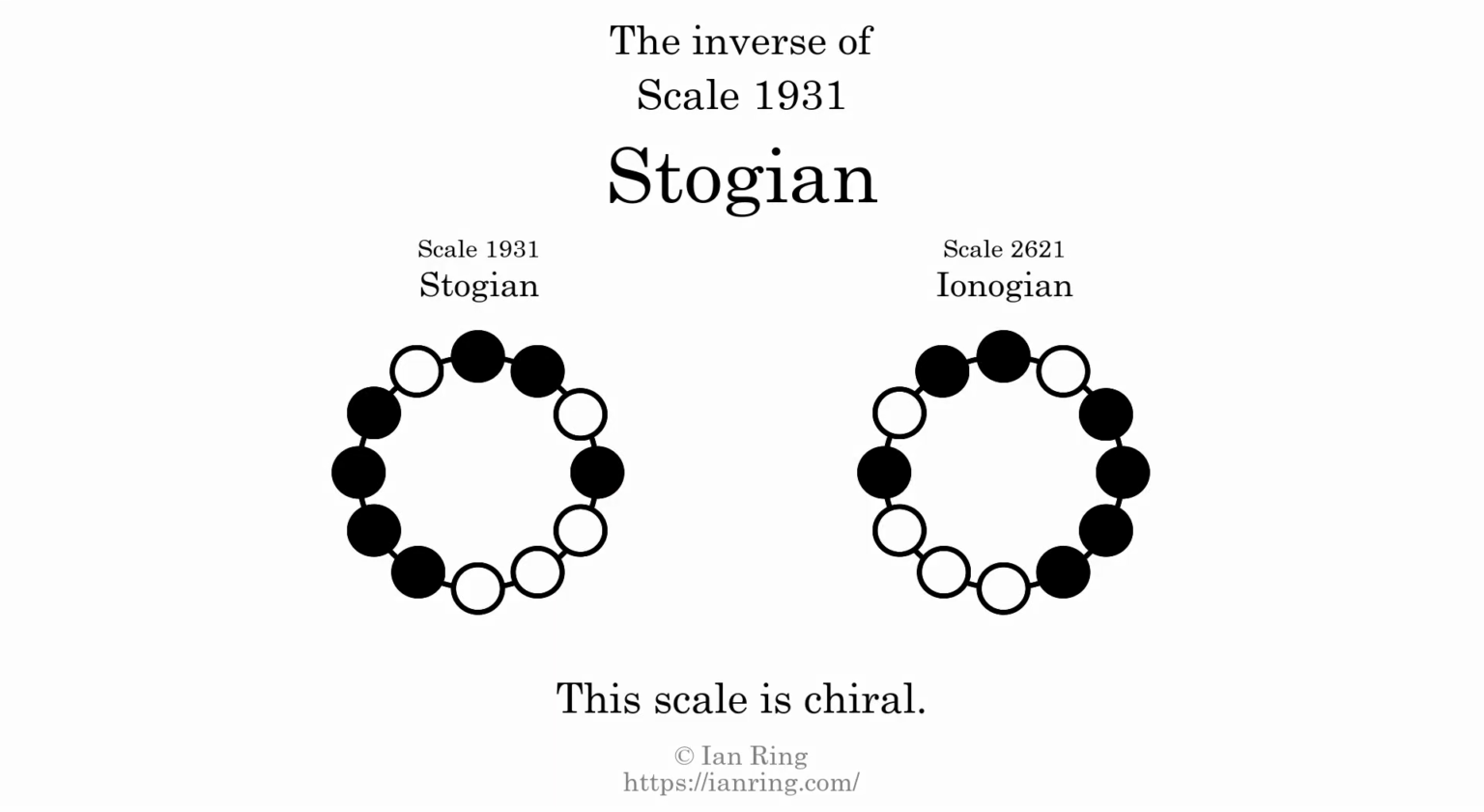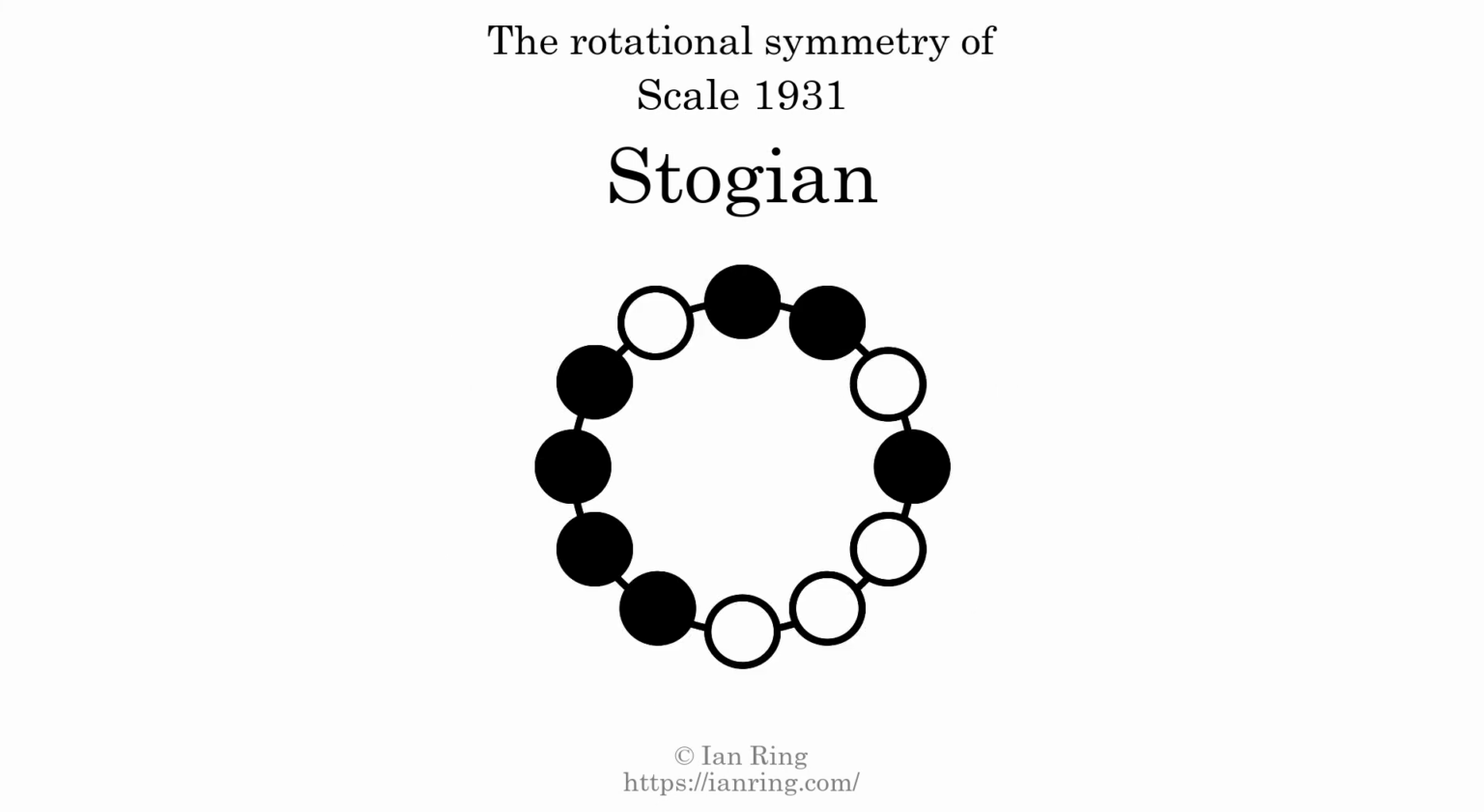The inverse of a scale is a mirror image. It is what you get when the sequence of intervals is reversed. The inverse of this scale is scale 2621, also known as Stogian. This scale is chiral. It cannot transform into its inverse by rotational transformation. This scale has no rotational symmetry.